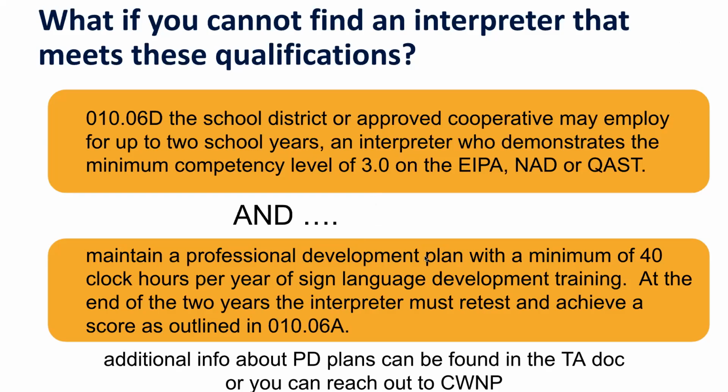Part of that qualification, if you hire somebody at this 3.0 with this kind of 2-year waiver, they must write a professional development plan. And examples of those professional development plans are in that TA doc. That could be its own 30-minute webinar. So I did not throw those in here, but if you have questions about how to write a PD plan, we encourage you to reach out to the Central Western Nebraska partner.